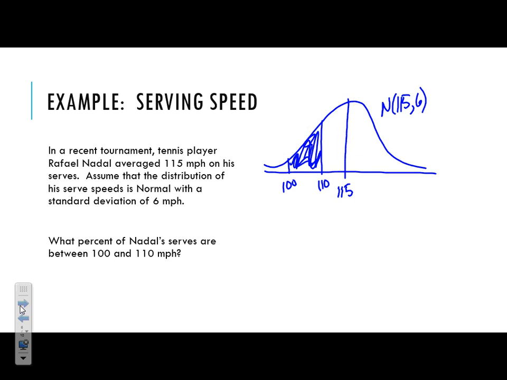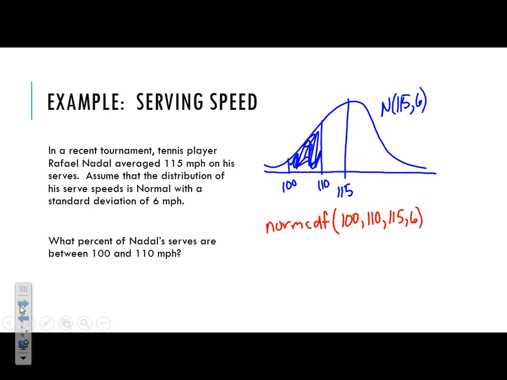Okay? Now again, if I wanted to do this utilizing the table, I could. I need to convert both 110 and 100 into z-scores and look them up on the chart. But in this problem, I'm just going to use the graphing calculator because I'm assuming that's what most of you are going to do. It's a much faster process. So let's just write out what our normal CDF command would be in this problem. All right, so we go normal CDF. Our lower bound in this problem is 100. Our upper bound is 110. We have a mean of 115 and a standard deviation of 6.